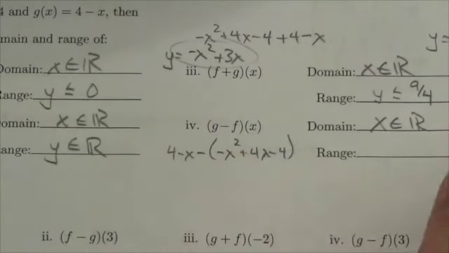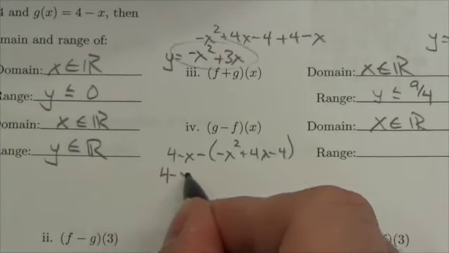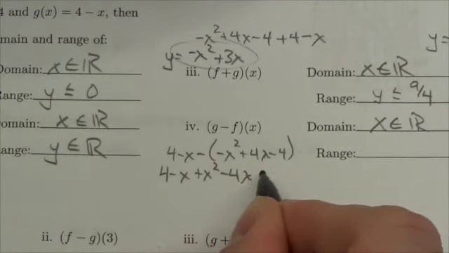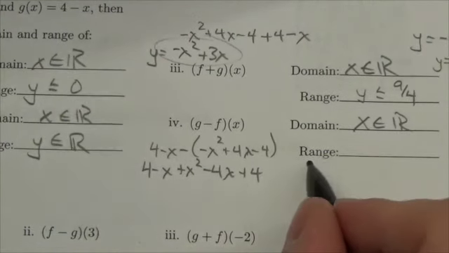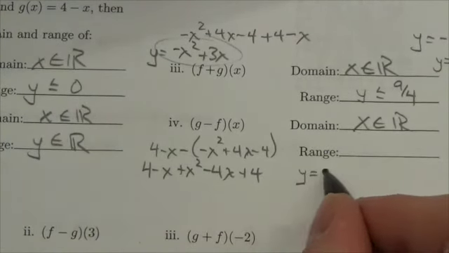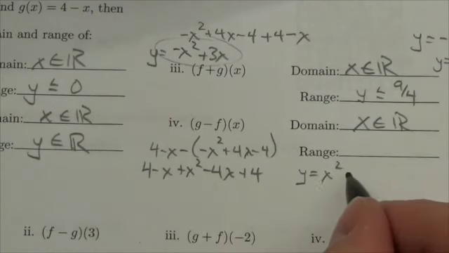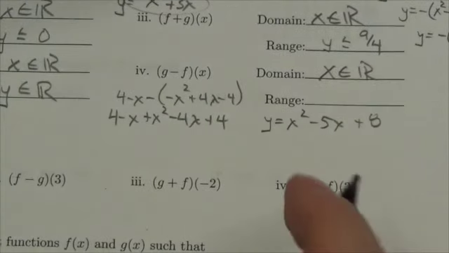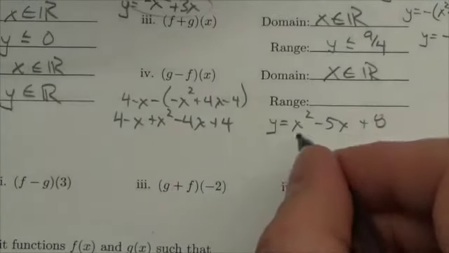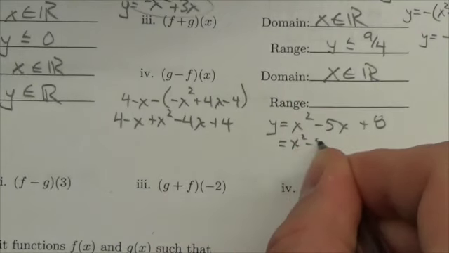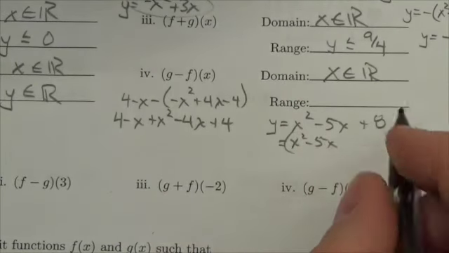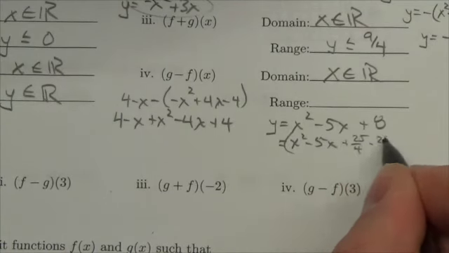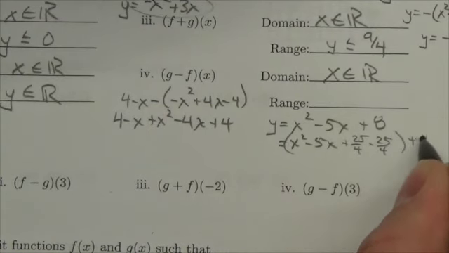So here, let's put those two functions together. We have 4 minus x. Now distribute that through. It'll become positive x squared minus 4x plus 4. And so now what have we got here? Our function is going to be y equals x squared minus 5x plus 8. Probably what I've got to do here is complete the square on that to figure out what the vertex is. So this is going to be x squared minus 5x. Half of 5 is 5 over 2, squared will be 25 over 4, minus 25 over 4, and I've got that plus 8 out there.